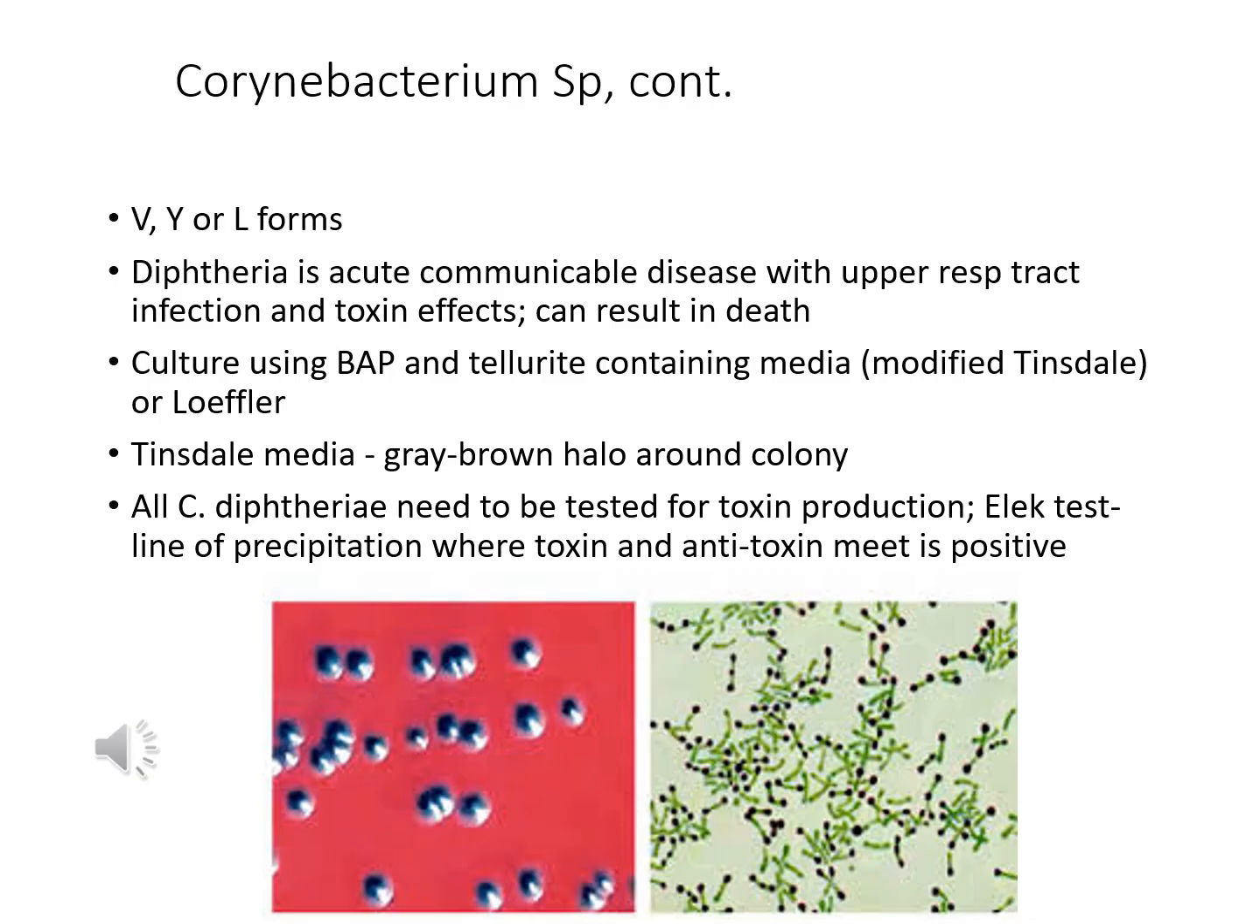That would be something like a modified Tinsdale or Loeffler agar, which will be used to recover Corynebacterium as well. Something specifically about this organism to remember is that it does grow on Tinsdale and it will demonstrate a gray-brown halo around the colony. All Corynebacterium needs to be tested for toxin production, and we do that with a test called the Elek test. This is basically where you'll see a line of precipitation where the toxin and antitoxin meet. So that'll indicate a positive test result. Again, there is more information about this in your textbook.